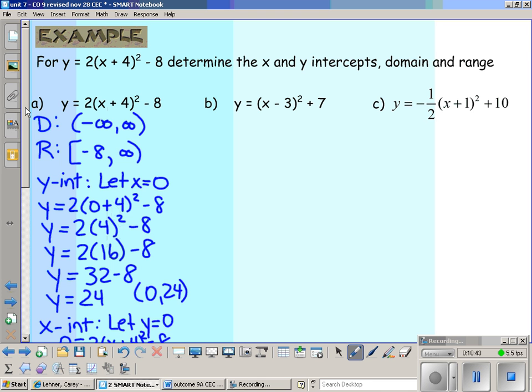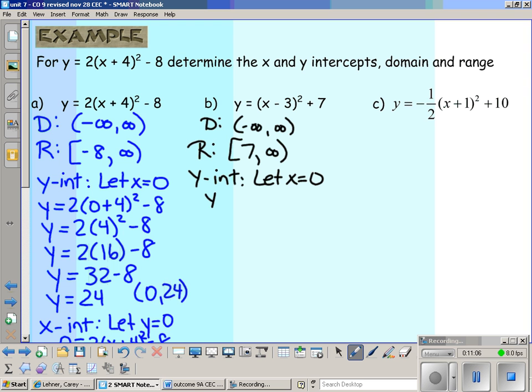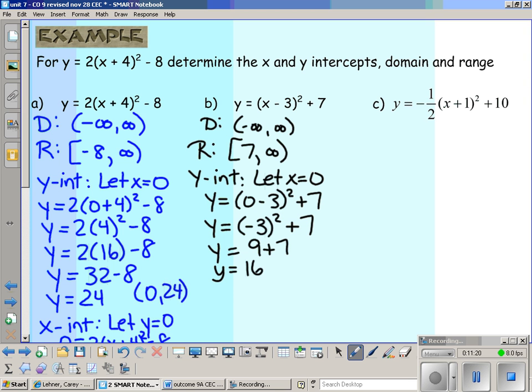So let's do the same thing with another question. Domain, negative infinity to positive infinity. Range, your q value. Now it's a positive a, so we're opening up. So we are going to positive infinity. Your y-intercept: let x equal 0. So we get y equals 0 minus 3 squared plus 7, which is negative 3 squared, which is 9. And 9 plus 7 is 16. So it's at 0, 16.